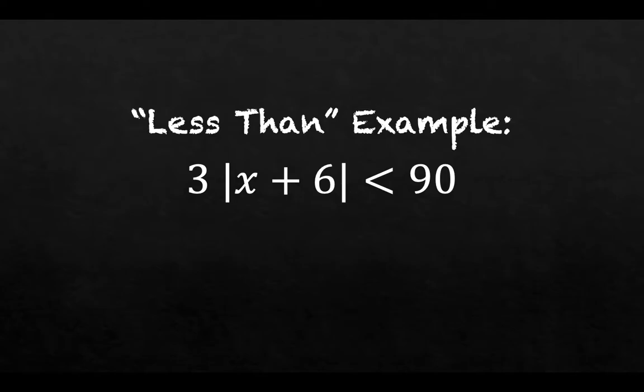So let's start with the first less than example. Go ahead and write this one down. 3 times the absolute value of the quantity x plus 6 is less than 90. Write this down and try it with the rules you saw on the last slide.